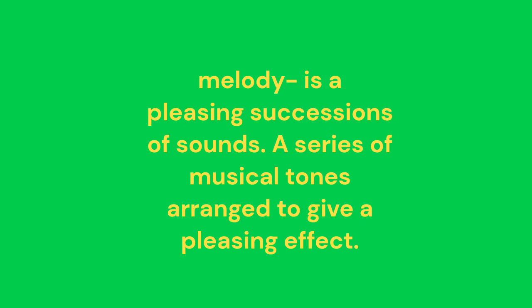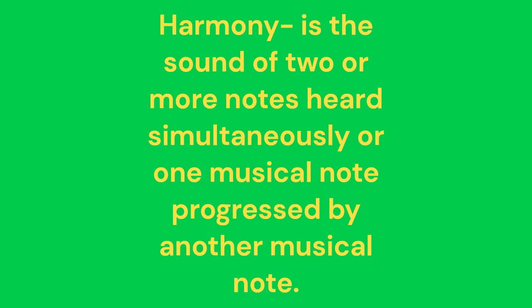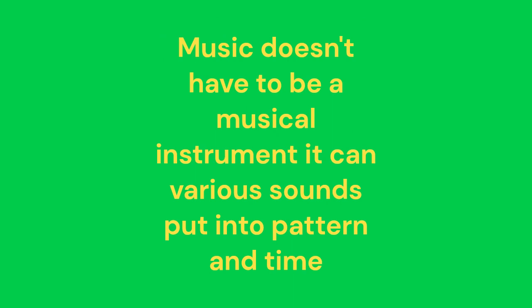And melody is a pleasing succession of sounds, a series of musical tones arranged to give a pleasing effect. And harmony is the sound of two or more notes heard simultaneously, or it could be one note progressed by another. So that's probably one of the best ways to describe music. It doesn't even have to be a musical instrument to make music. It could be my voice.